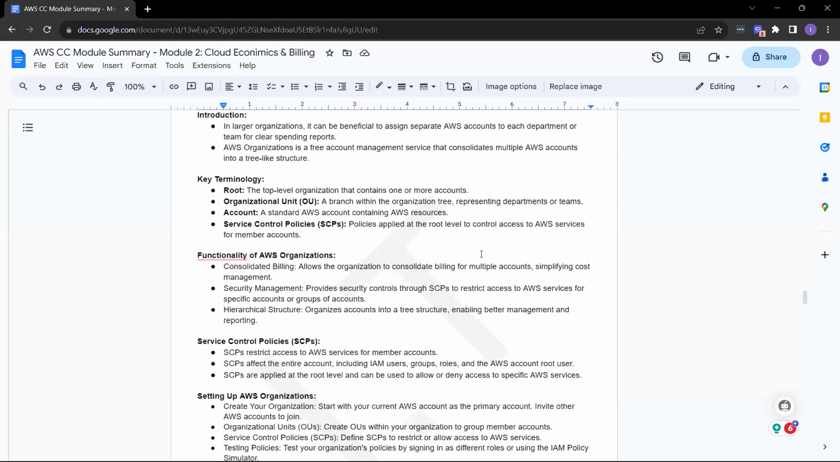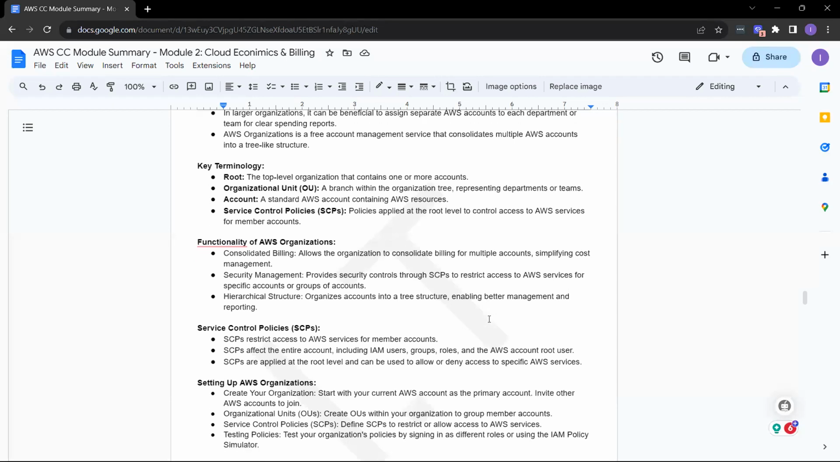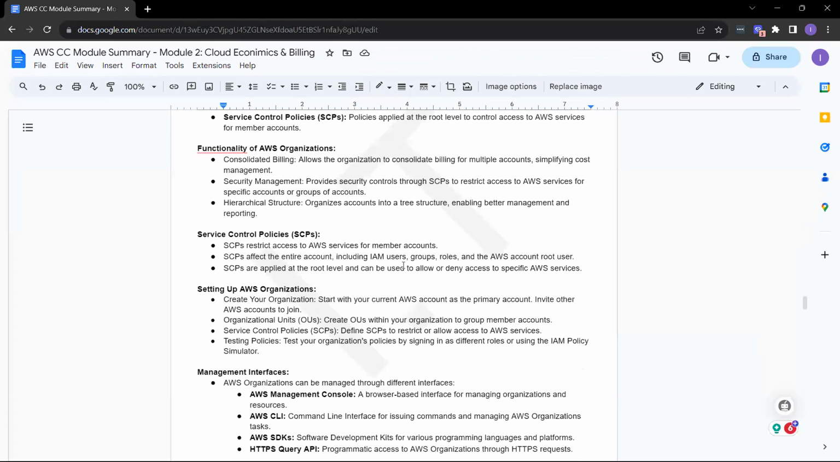Okay. And then we looked at security management. The service control policies help you, security-wise. You're able to restrict access to AWS services for an individual or specific account or group of accounts. And there is also a hierarchical structure, per what I explained, a tree structure. The main one, and then the organizational units are under them, and then you have the accounts, right? So you are able to manage whatever or whoever is under that organization.